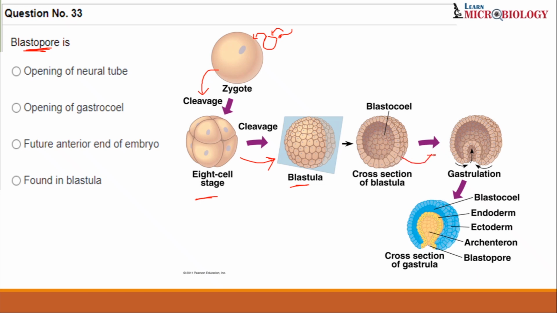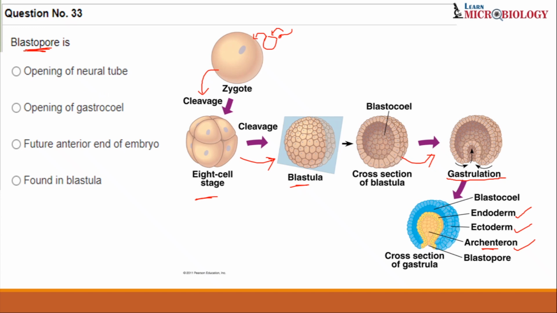After the formation of the blastula, there is the formation of the gastrula, and gastrula formation starts with a process called gastrulation. Particular cells will move inside and form a layer, and then these layers get differentiated to form the ectoderm, the endoderm and the archenteron. Archenteron is nothing but the gastrocele, and the outer space we can see here is the blastocoel.